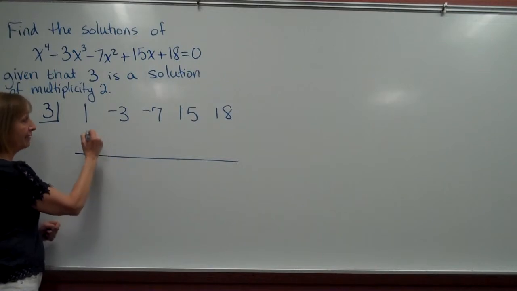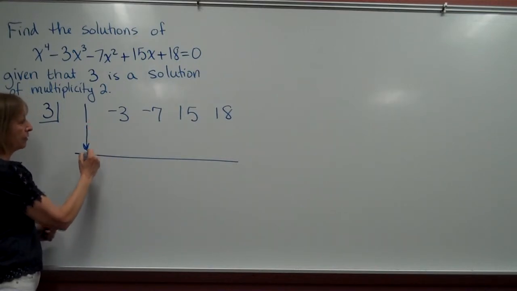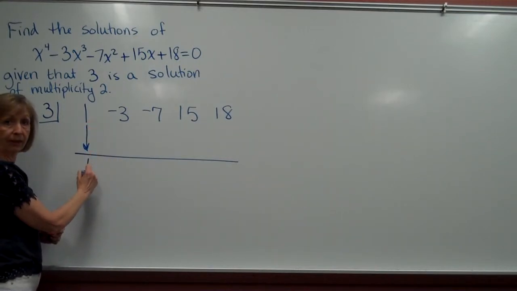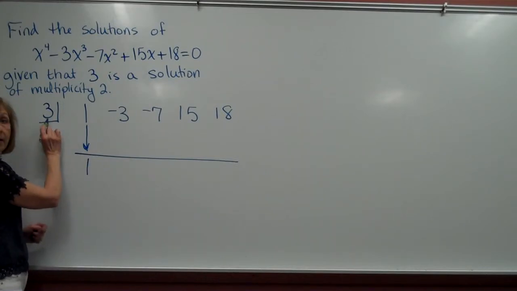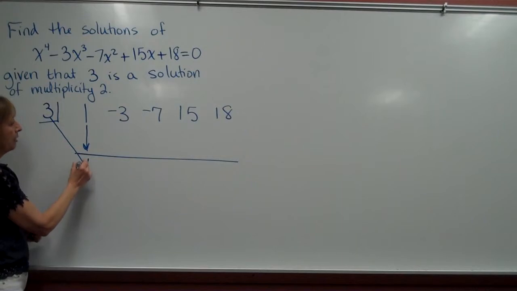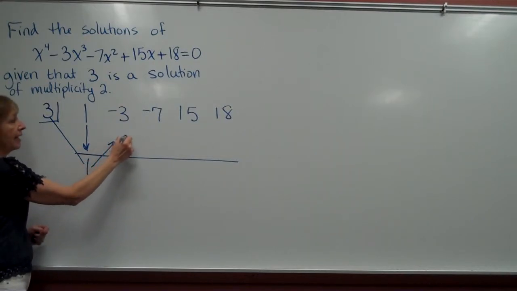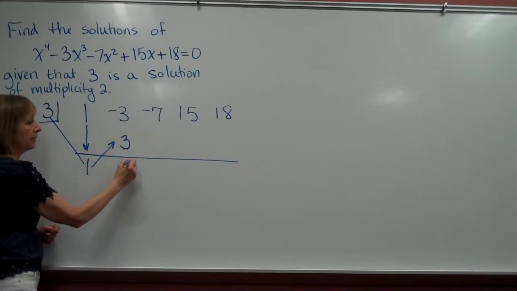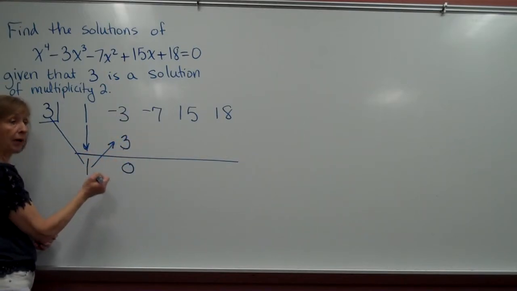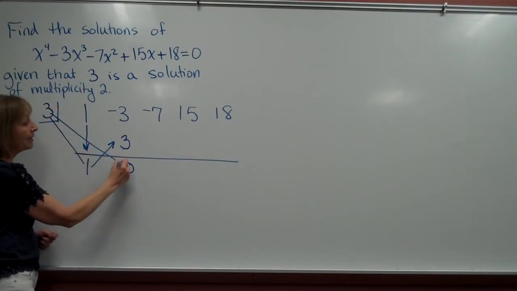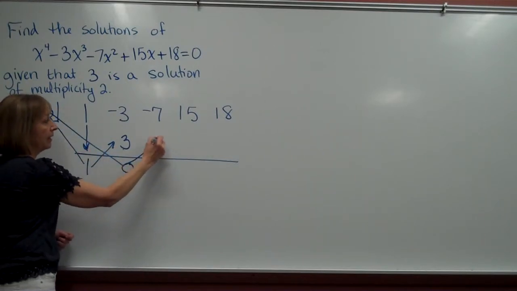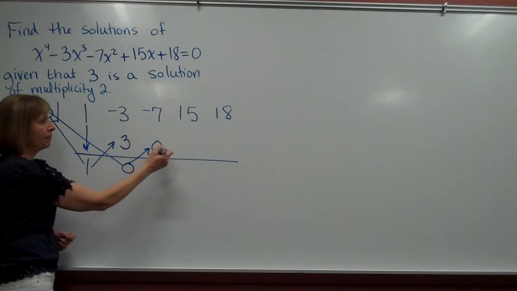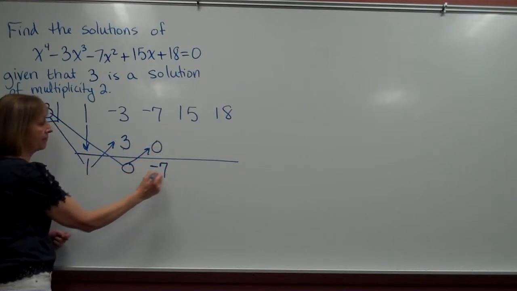Now to do the synthetic division, you bring the first number straight down without doing anything to it. And then you multiply the number that is the root, the number in the half box, times the number below, so 3 times 1 is 3, and write it up underneath the next number. And then you add. Negative 3 plus 3 is 0. And then you repeat the process. 3 times 0 is 0. And then add negative 7 plus 0 is negative 7.